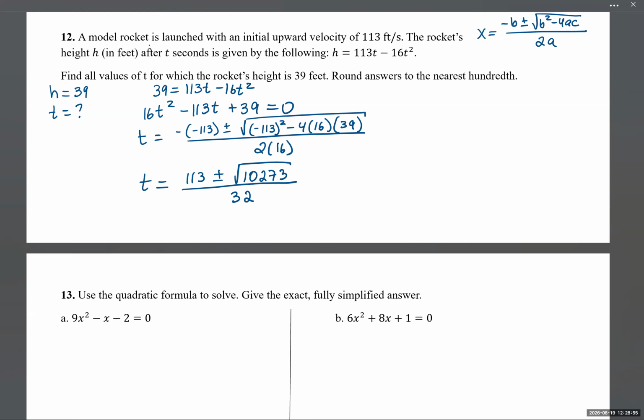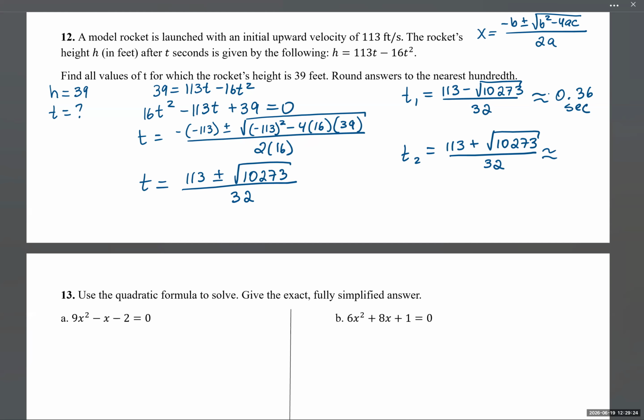At this point, I'm going to split it up into two equations. So t1 would be 113 minus the square root of 10,273, divided by 32. And t2 will be 113 plus the square root of 10,273, divided by 32. Putting it into a calculator, you should get 0.36 seconds as your first answer and 6.70 seconds as your second answer. I am rounding them to 2 decimal places.